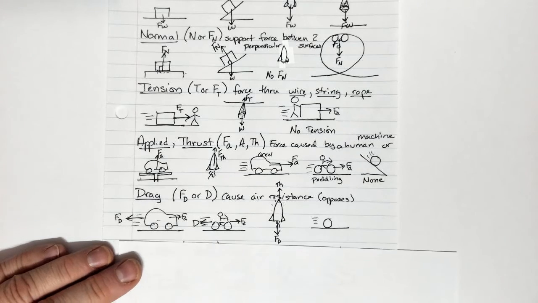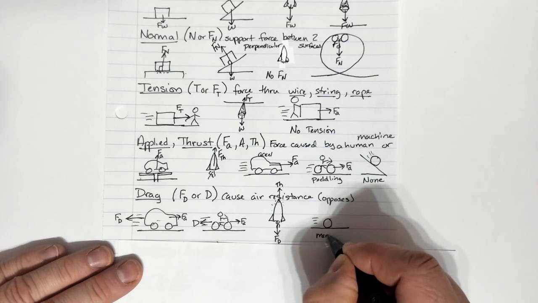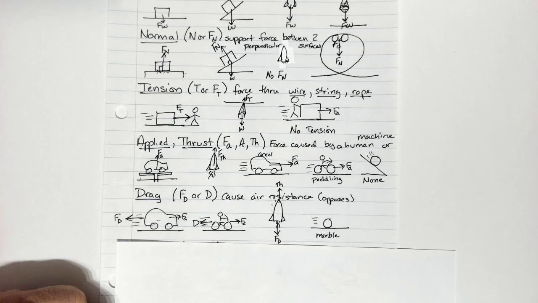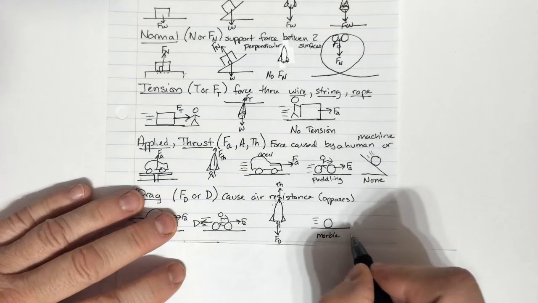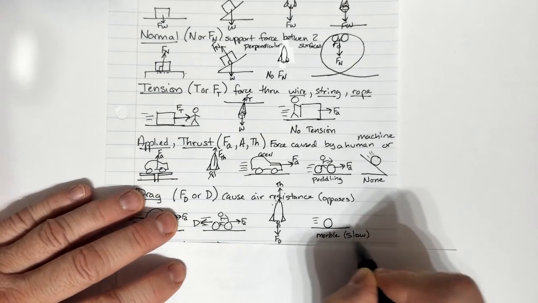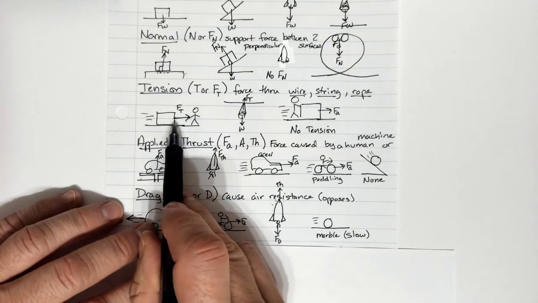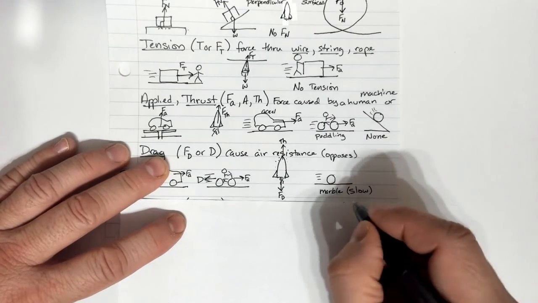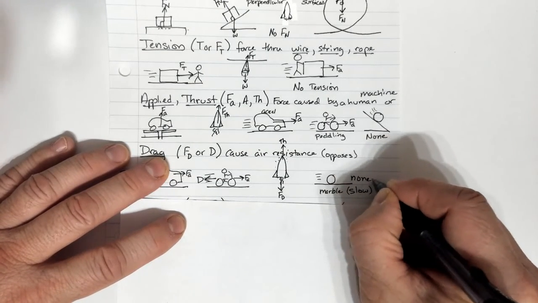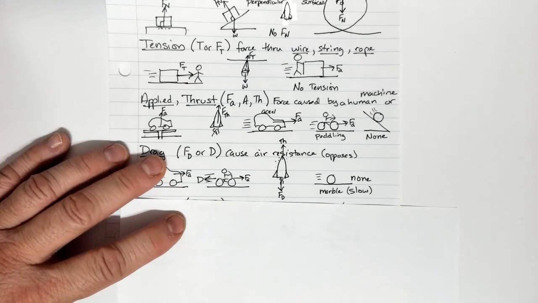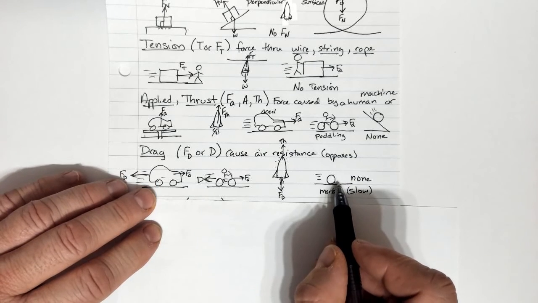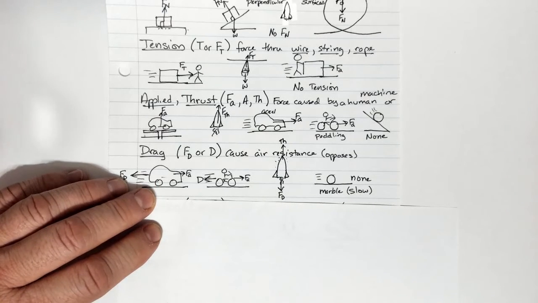Okay? But let's say I have a marble rolling on a table. Is it going fast enough to consider drag? And the answer is probably not. So for slow moving objects, like pulling a box across the floor, we're not going to consider drag. So in this kind of situation, none. That's important to understand. We're not going to consider air resistance an issue for very, very slow moving objects.